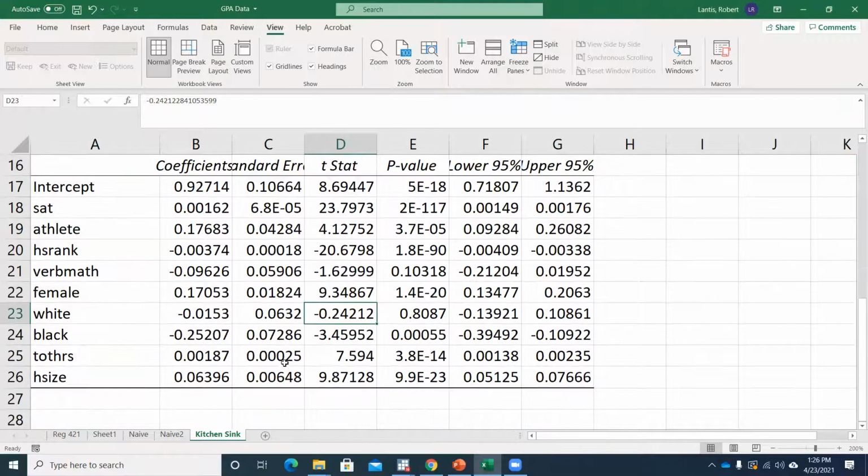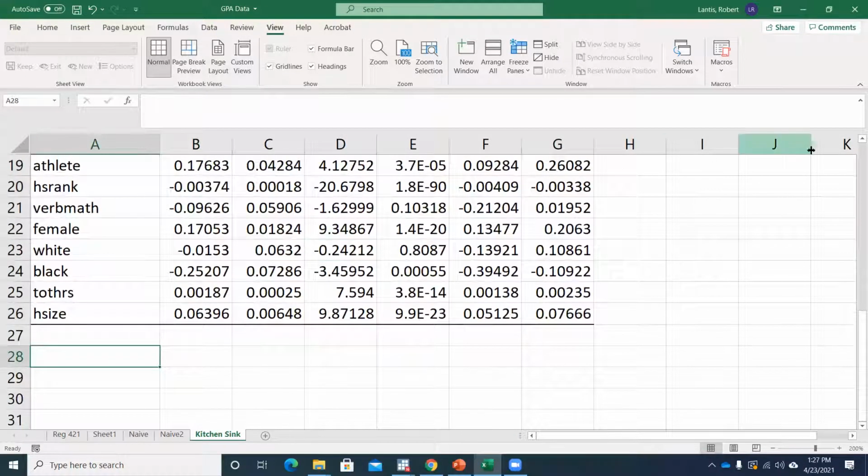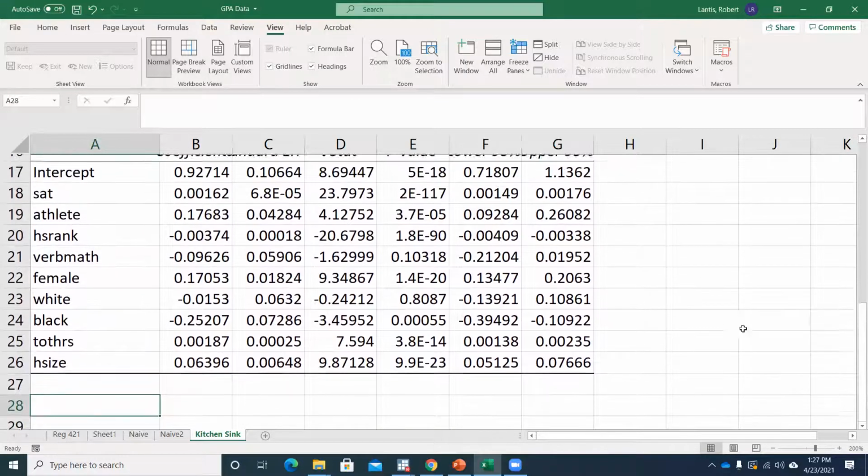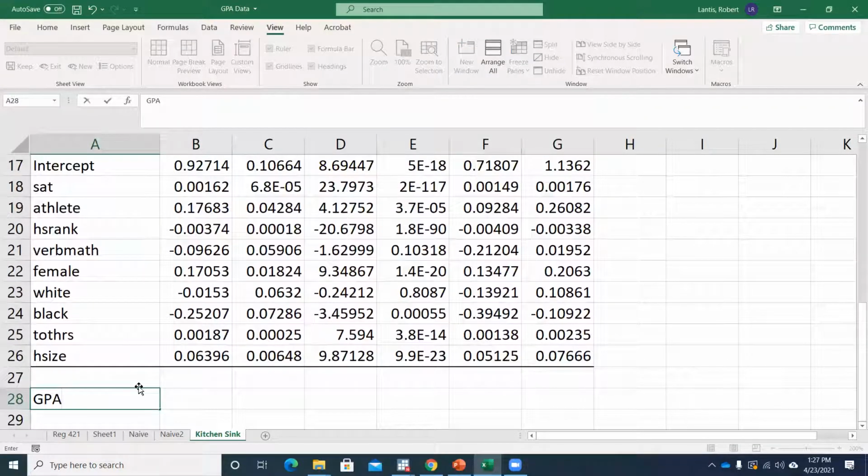So the next thing we're going to do, let's think about what we were doing here. Let me make sure we can see all this. There we go. Our regression equation was GPA equals the intercept, plus the slope coefficient on SAT score times SAT score, plus the slope coefficient on athlete times being an athlete, plus the coefficient on high school rank times high school rank. And we would do that for the rest of our variables, right?